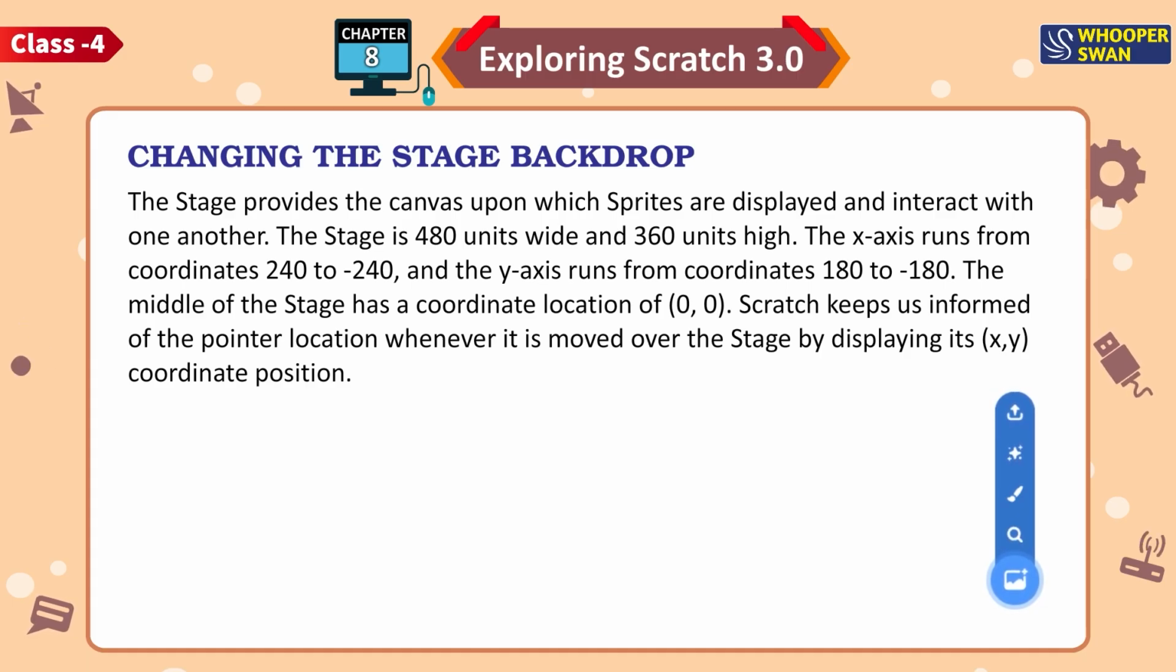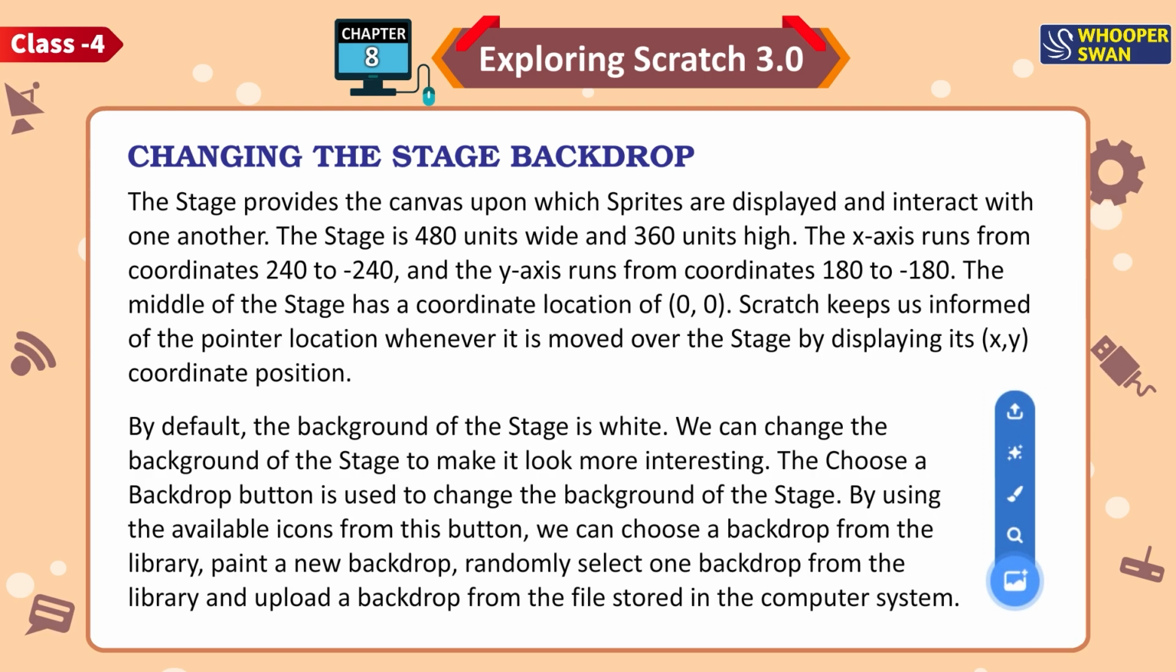Scratch keeps us informed of the pointer location whenever it is moved over the stage by displaying its x-y coordinate position. By default, the background of the stage is white. We can change the background of the stage to make it look more interesting. The Choose a Backdrop button is used to change the background of the stage. By using the available icons from this button, we can choose a backdrop from the library, paint a new backdrop, randomly select one backdrop from the library and upload a backdrop from the file stored in the computer system.